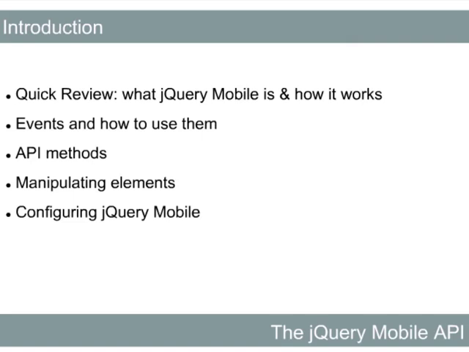Then we'll talk about the events that jQuery Mobile has for us. There's rather a lot of events, and they're pretty useful. The API exposes several methods that you can use in your application. We'll talk about manipulating elements, both before and after initialization. And then we'll talk about configuring the jQuery Mobile framework itself.